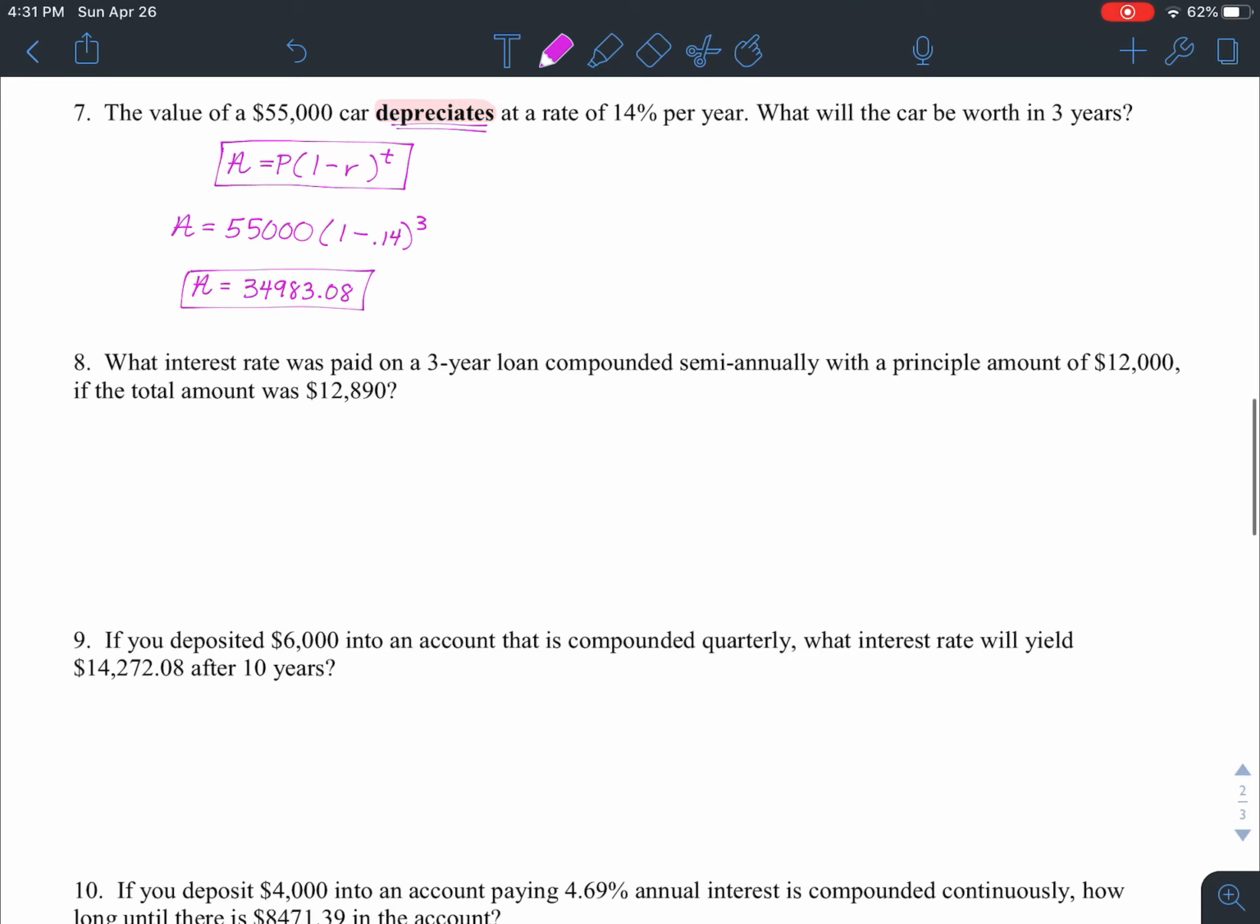All right. What interest rate was paid? Okay, I'm going to tell you, this is a tough one. It wants us to find interest rate. Was paid on a 3-year loan, compounded semi-annually with a principal amount, so that's our P, of $12,000 if the total amount was $12,890. So we are using our compounding formula.